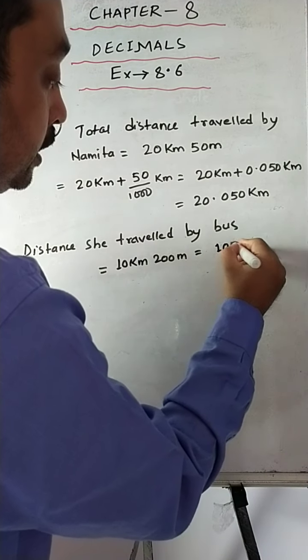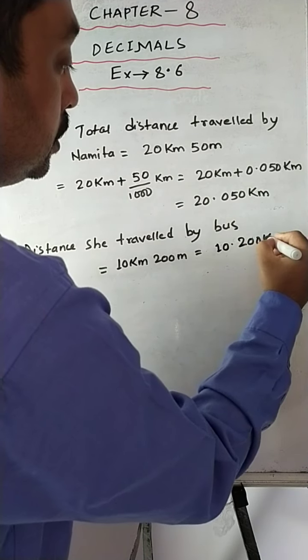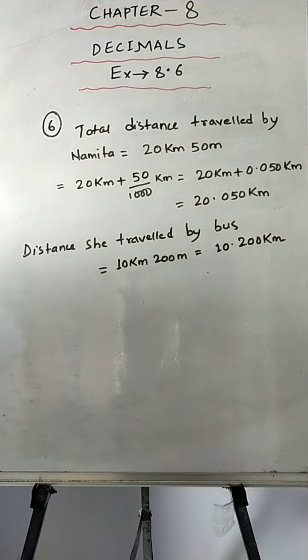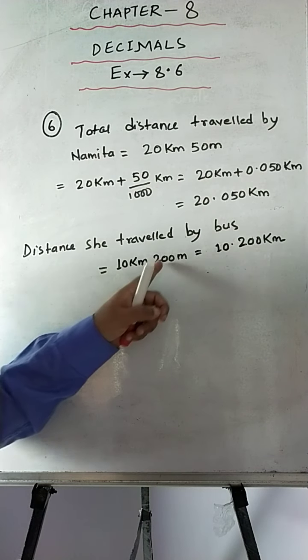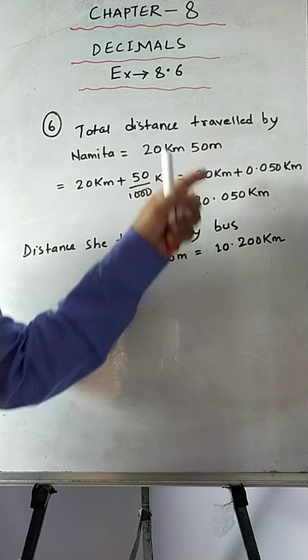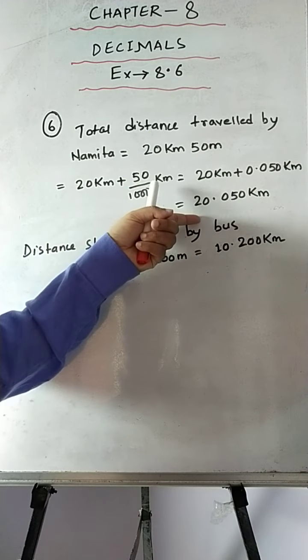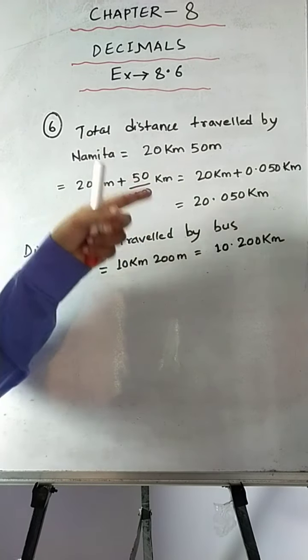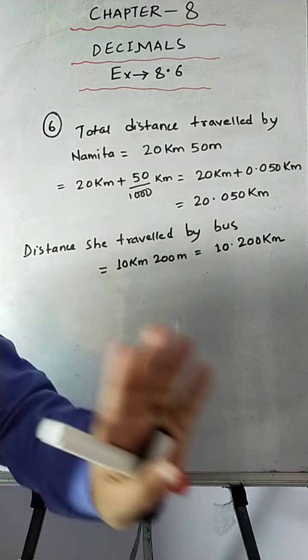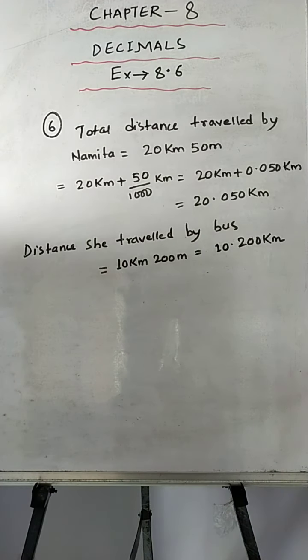That would be 10.200 kilometer. Okay, now all of you have understood how exactly this form is coming, so you can go for the elaborate process also, and if you have understood how exactly I'm doing, then you can write the direct answer also, no problem. Fine. Now distance traveled by auto.